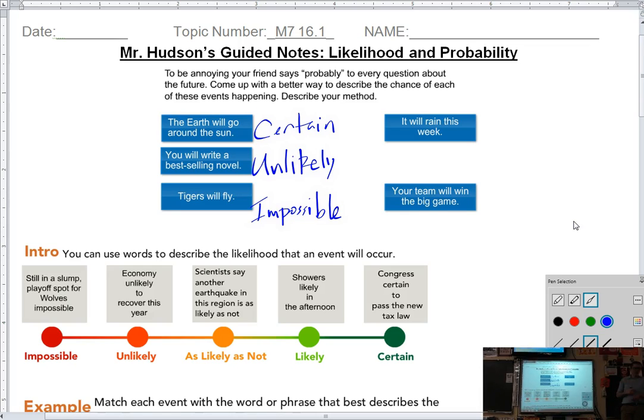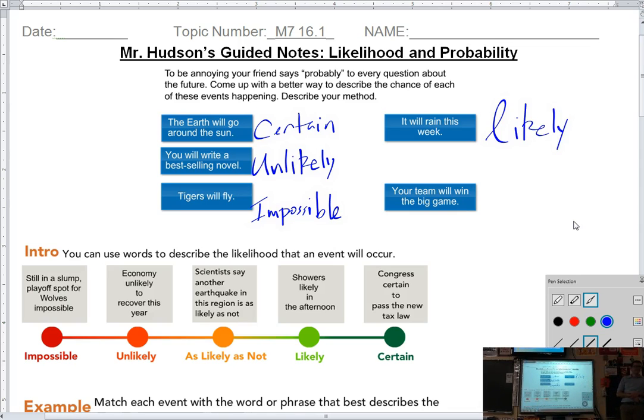Now when we look at it will rain this week, well, it depends on the season, but now we know what season are we in. Spring. Yesterday was the first day of spring. So, what's spring known for in Ohio? Rain. So, it is likely that it will rain this week.